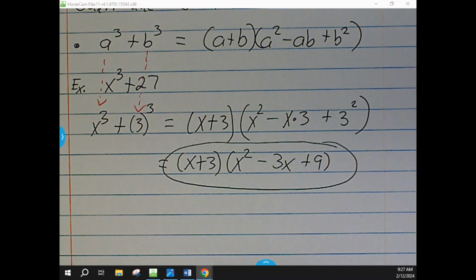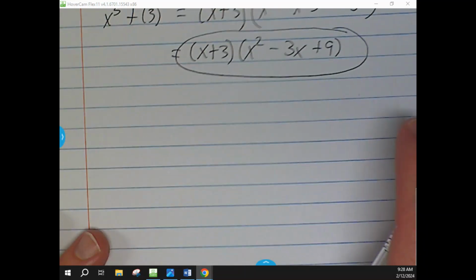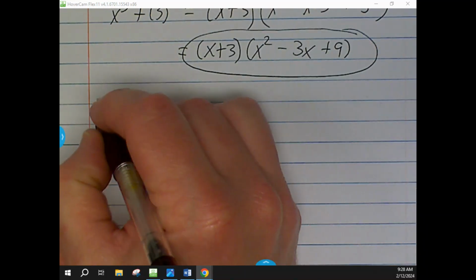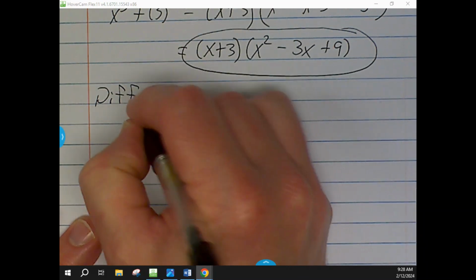All right, now let me show you one for the minus, because the minus is almost the exact same thing. There's just one minor little difference to it. So this is the difference of 2 cubes.